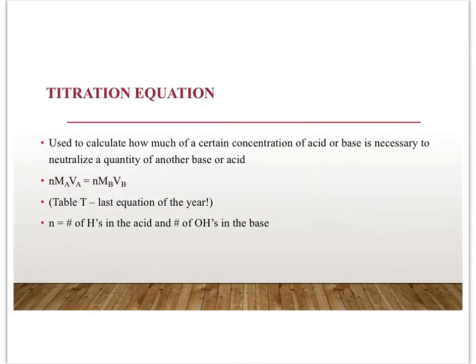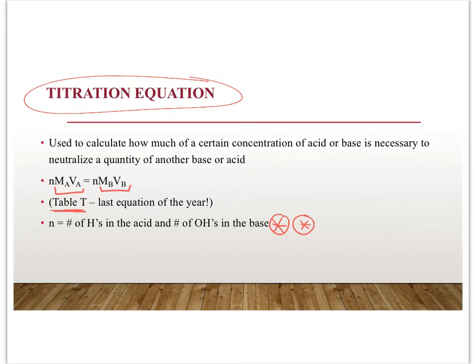So to do this, after you do this lab technique, you will perform this calculation, and this equation is on reference table T. This is the last calculation of the year for the reference tables. The way that your reference table shows it, they don't put the little N in front like I do, but this is really something that's important, and you'll see that in some of the practice questions you're going to be working with. On the acid side, this is molarity of the acid times the volume of the acid equals molarity of the base times the volume of the base. It's multiplication, it's not addition. I do not see a plus sign there.